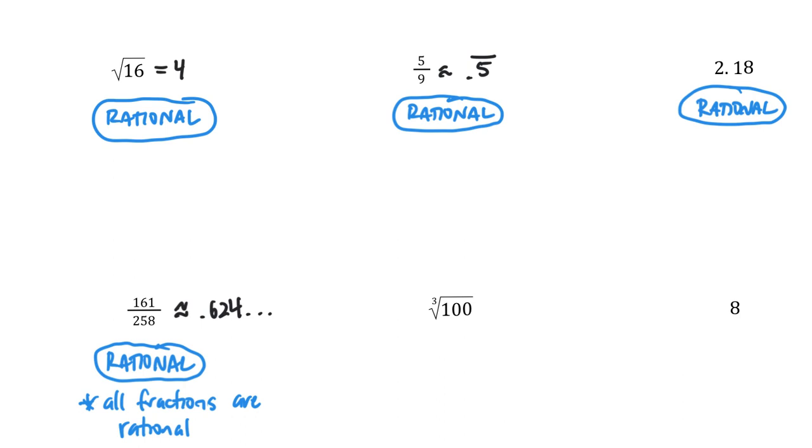Cube root of 100. Again, I would have to show you how to put this into your calculator, but the cube root of 100 is going to be 4.64158 dot dot dot. That's one that doesn't end, doesn't repeat, irrational. And lastly, we have the number 8. Well, that is definitely a normal number. It's a terminating decimal. It is rational.